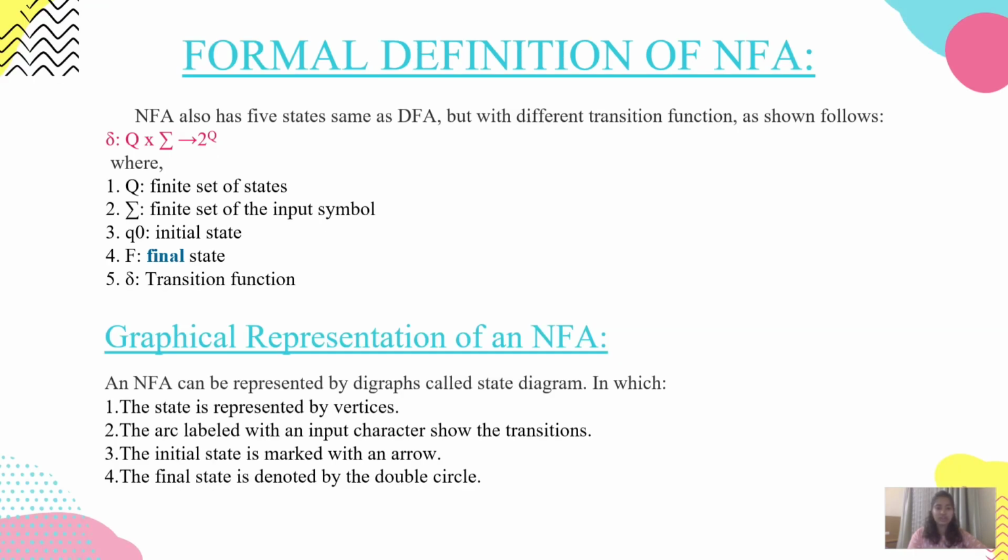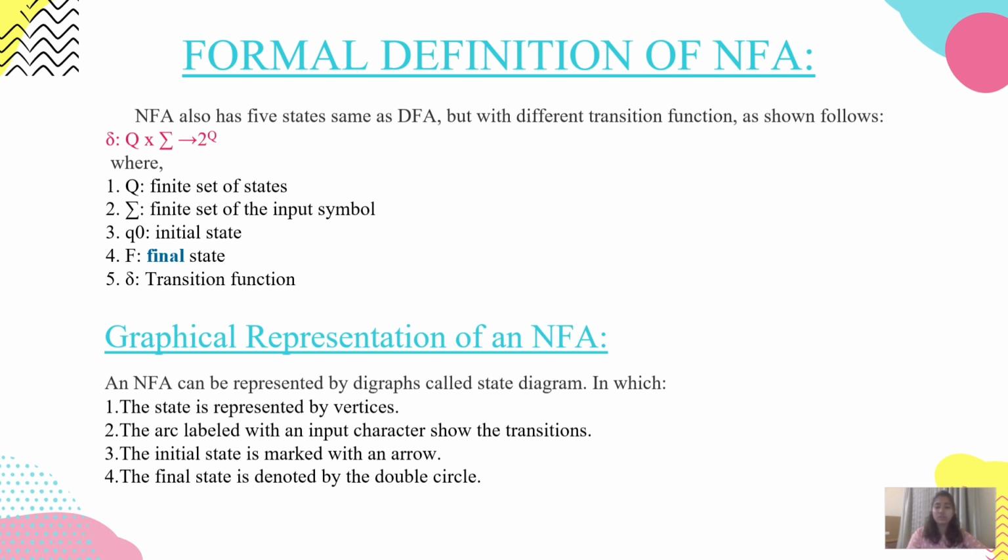Formal definition of NFA. NFA also has 5 tuples, same as DFA, but with different transition function, as shown follows. So you can see that in this function, capital Q stands for finite set of states, sigma is finite set of input symbols, Q0 is initial state, F is final state, and delta is the transition function.